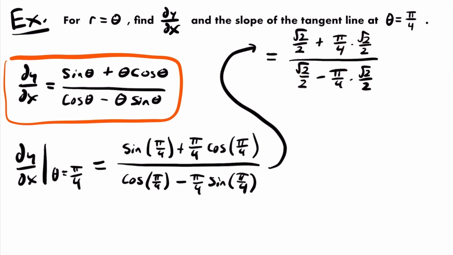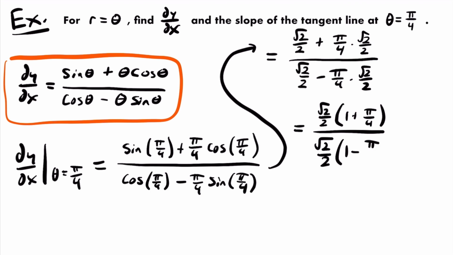So what we can do is reduce each of these terms by a factor of the square root of 2 divided by 2. Or another way that you could look at it is we could pull the square root of 2 divided by 2 out of both terms in the numerator and denominator, and it will look like this. We'll have the square root of 2 divided by 2 times 1 plus pi divided by 4, and then the square root of 2 divided by 2 times 1 minus pi divided by 4, and then the square root of 2 divided by 2 will cancel out with itself.